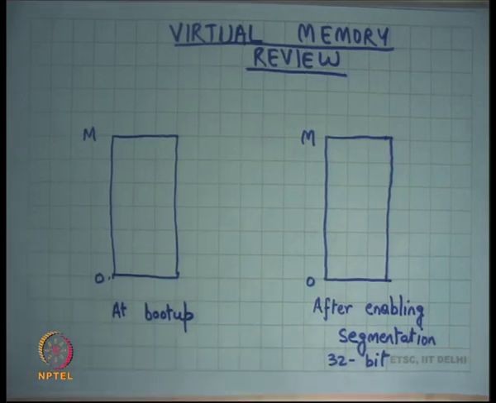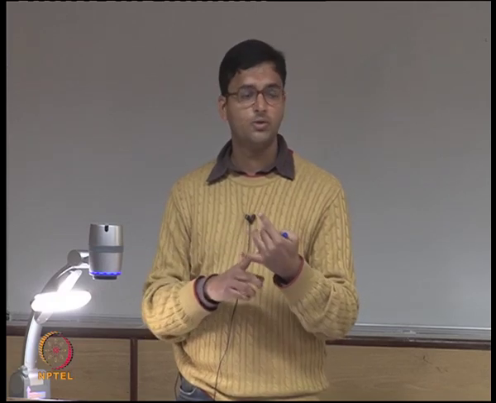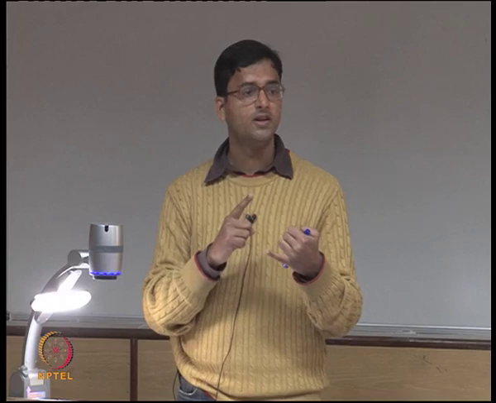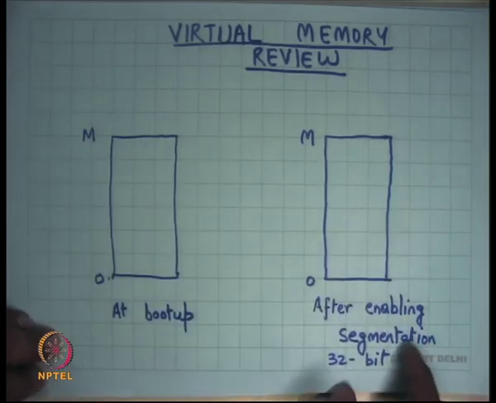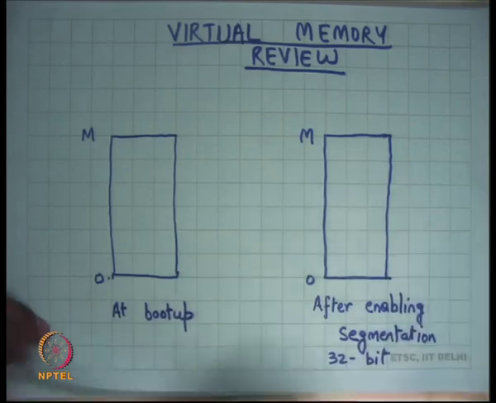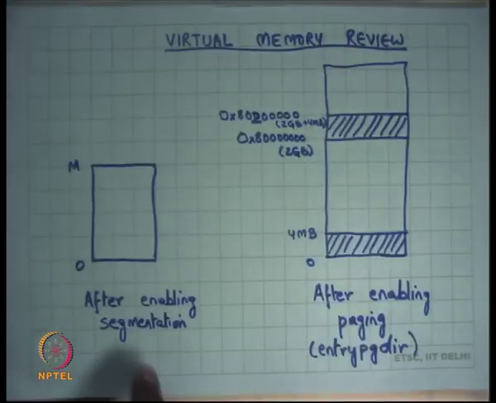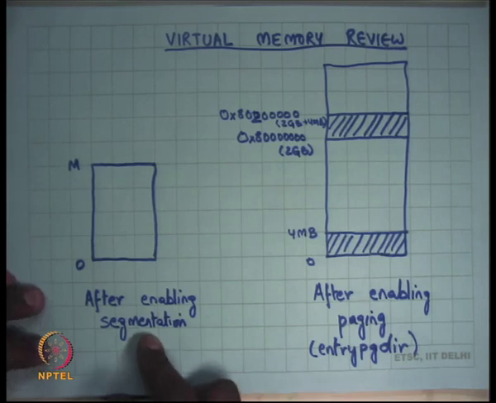Similarly for ESP or any direct addressing. These addresses can be generated in many ways: through a register, through direct addressing, through displaced addressing. All those things we have studied already. In any case, they all go through segmentation, and we saw that after enabling segmentation, our address space is still the same, 0 to m. Okay, so here's another figure. After enabling segmentation, I had 0 to m.